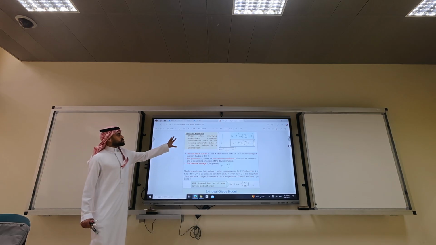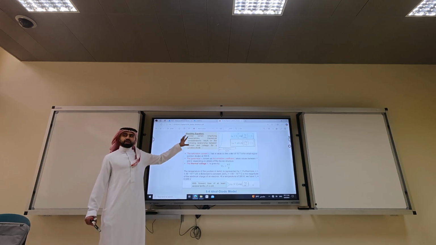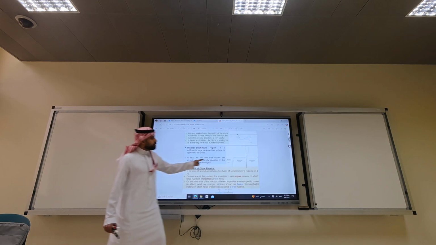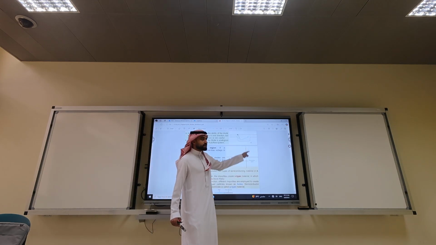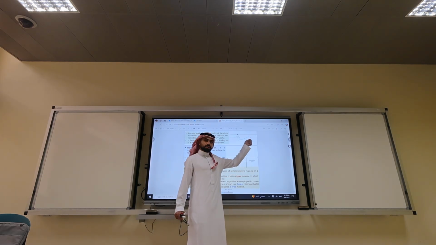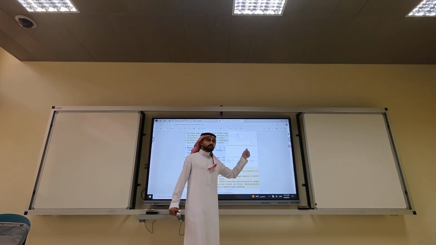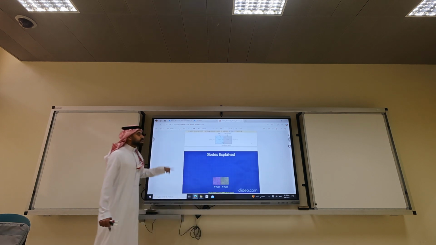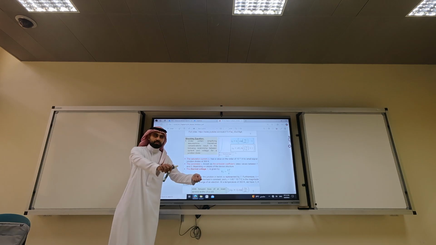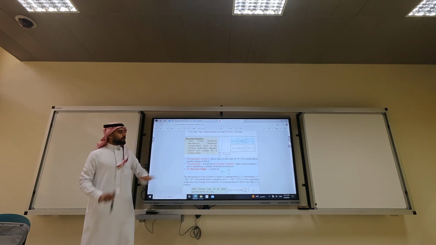So any question about the Shockley equation? So what's the benefit of the Shockley equation? It allows us to calculate only the forward bias region, the relationship between VD and ID, which is what? Exponential. This equation does not take into consideration if you connect the diode to resistors. Get it? Okay.